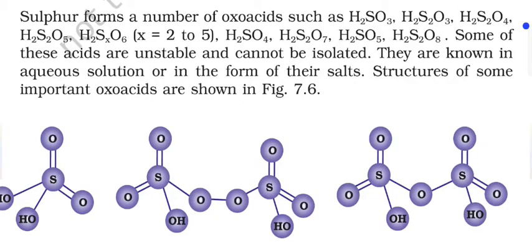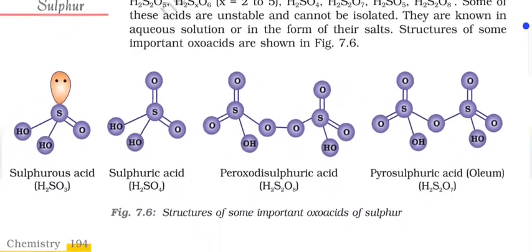So many different types of oxoacids of sulfur are known, and one of the most used chemicals in laboratories or in industries is H2SO4, which is an oxoacid of sulfur. Some of these acids are unstable and cannot be isolated. They are known in aqueous solution or in the form of their salts. Structures of some important oxoacids are mentioned in the following figures.